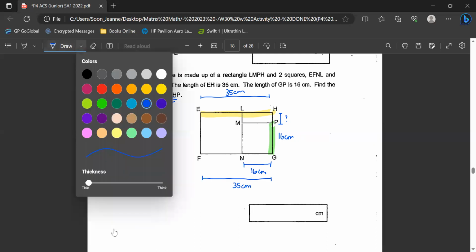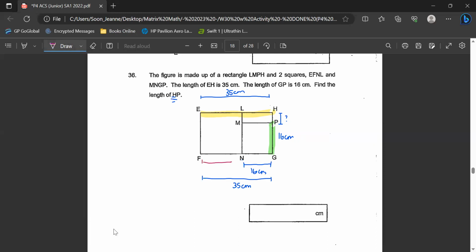Which means I can find out what is FN. Okay, I use another color. So FN will actually be 35 minus 16, which is 19 cm. So FN is 19, which means that this is also another square, of side 19 cm, which means EF is also 19 cm. So if EF is 19 cm, that means GH is also 19 cm.